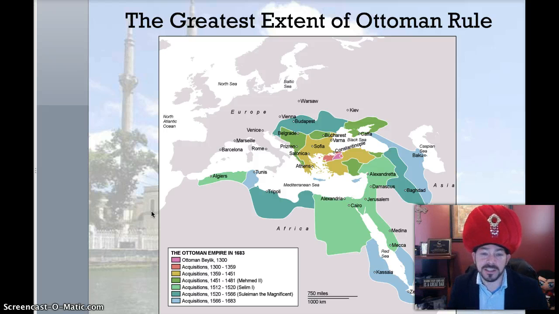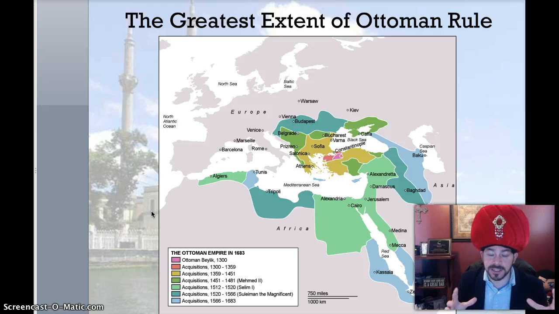This map, you can see the extent of the Ottoman Empire at its zenith, at its greatest, and it certainly covered a large span of land. But it becomes too big for them to handle logistically, and without modern technology, it's going to be almost impossible to keep it all together. So first, let's take a look at some of the problems.